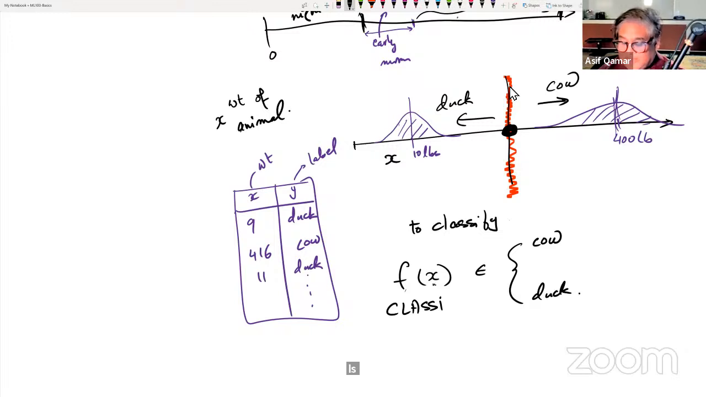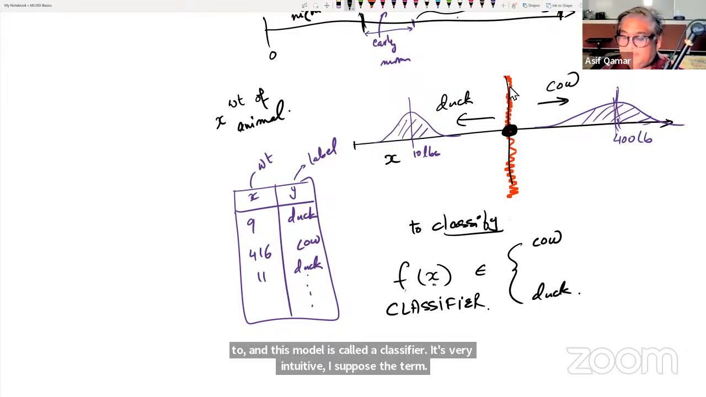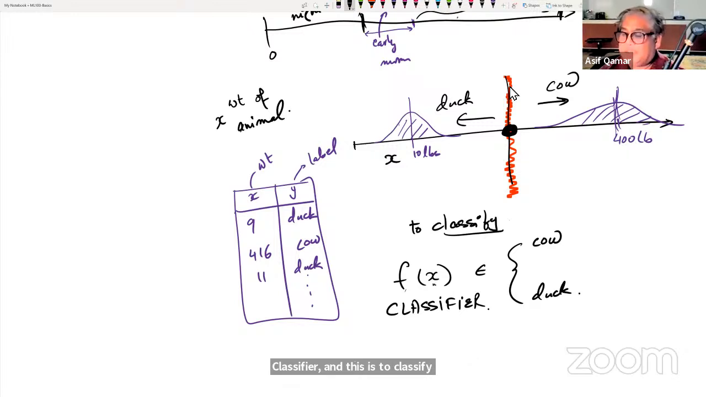It's very intuitive, I suppose, the term classifier. And this is to classify into cows and ducks. But this point is crucial. It has a name. You realize for a machine to learn how to classify is the same as for the machine to have found a good cutoff point like this on the number line. Am I making sense, guys?